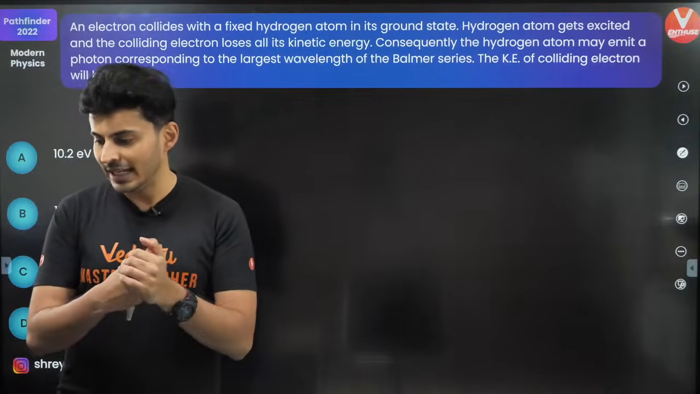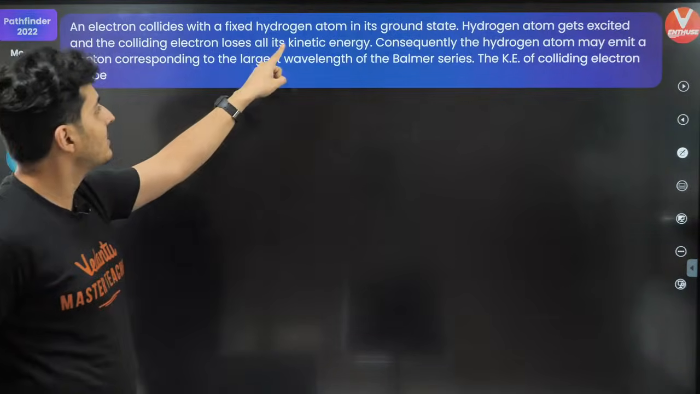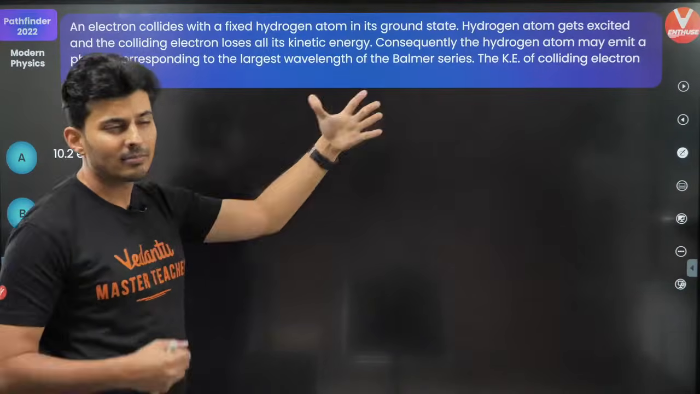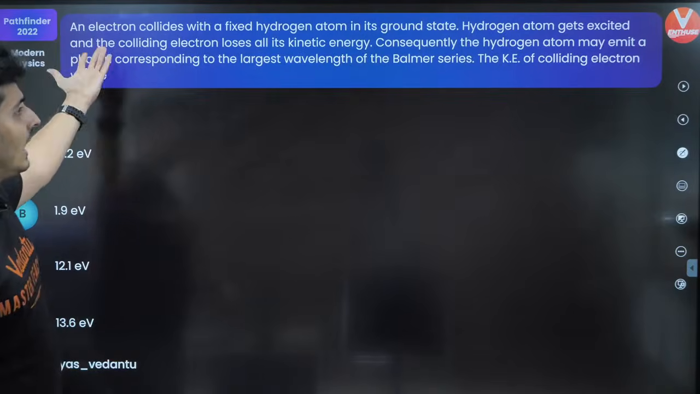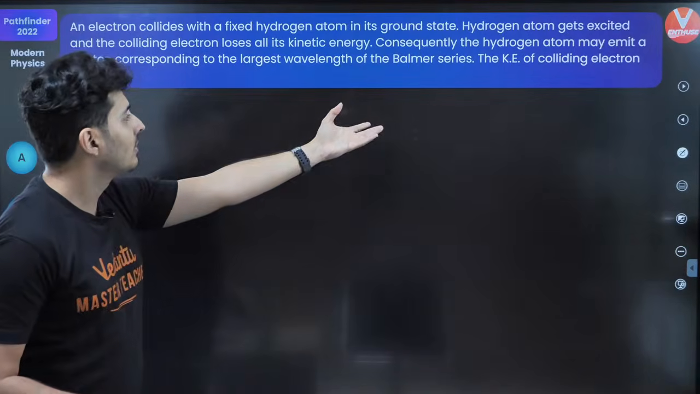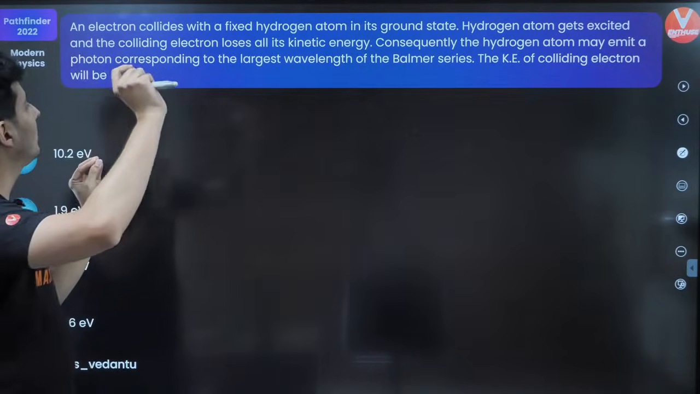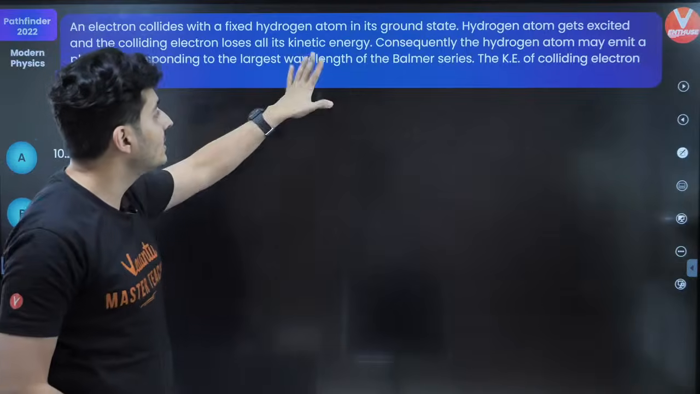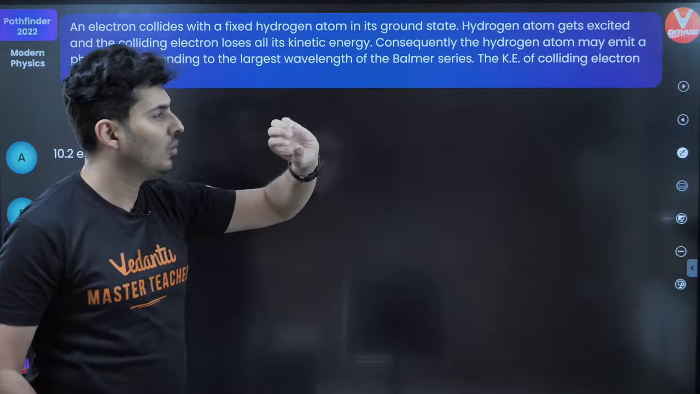Okay, moving to the next one. Ready, guys? Okay, what do we have? An electron collides with a fixed hydrogen atom in its ground state. The atom gets excited, the electron loses all its energy. Consequently, the atom may emit a photon corresponding to the largest Balmer series wavelength. How much is the energy of the colliding electron?